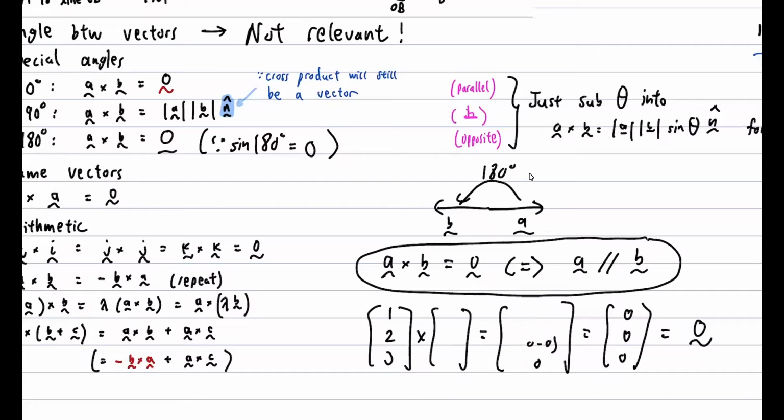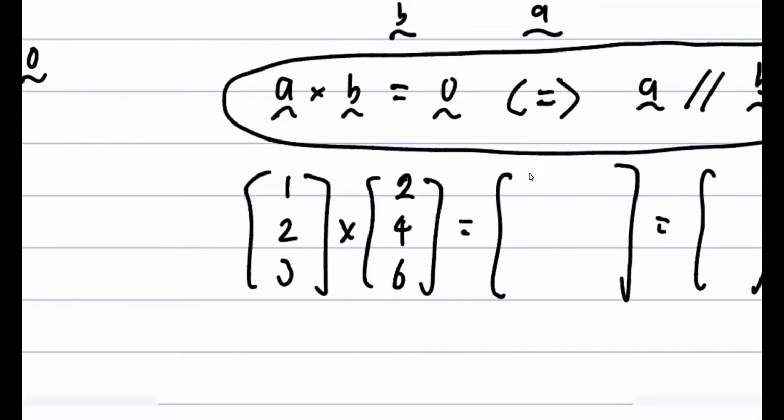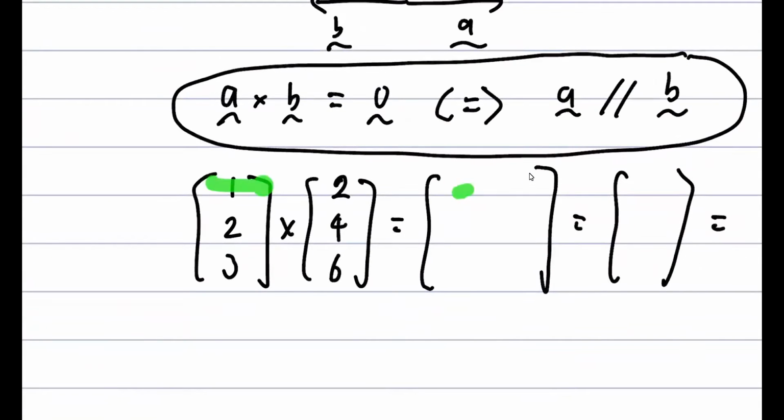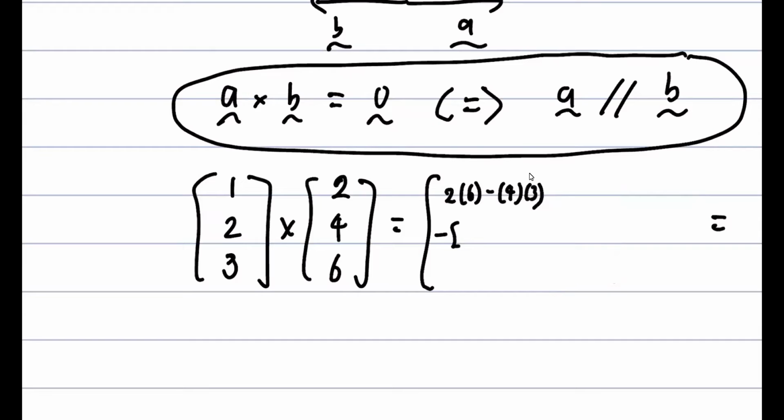Wait. I can just quickly come up with an example. Let's say I times 2, so it becomes 2, 4, 6. Let's quickly check what's the cross product. What would it be? Row 1, strike off row 1, this direction. So 2 times 6 minus 4 times 3. Yes? Yeah. Next one, negative square bracket, 1 times 6 minus 2 times 3. Okay, maybe I show the working. Minus 1 times 6 minus 2 times 3. Then the last row, strike off the third row, is 1 times 4 minus 2 times 2.